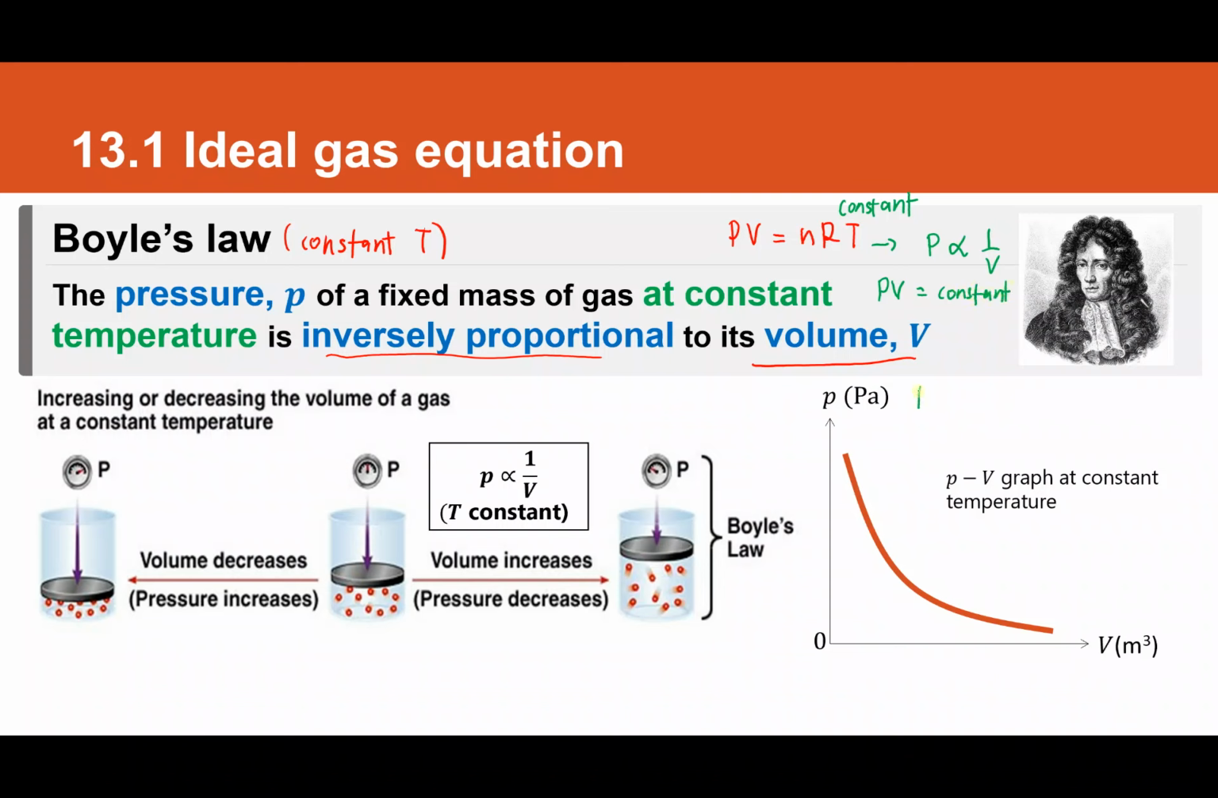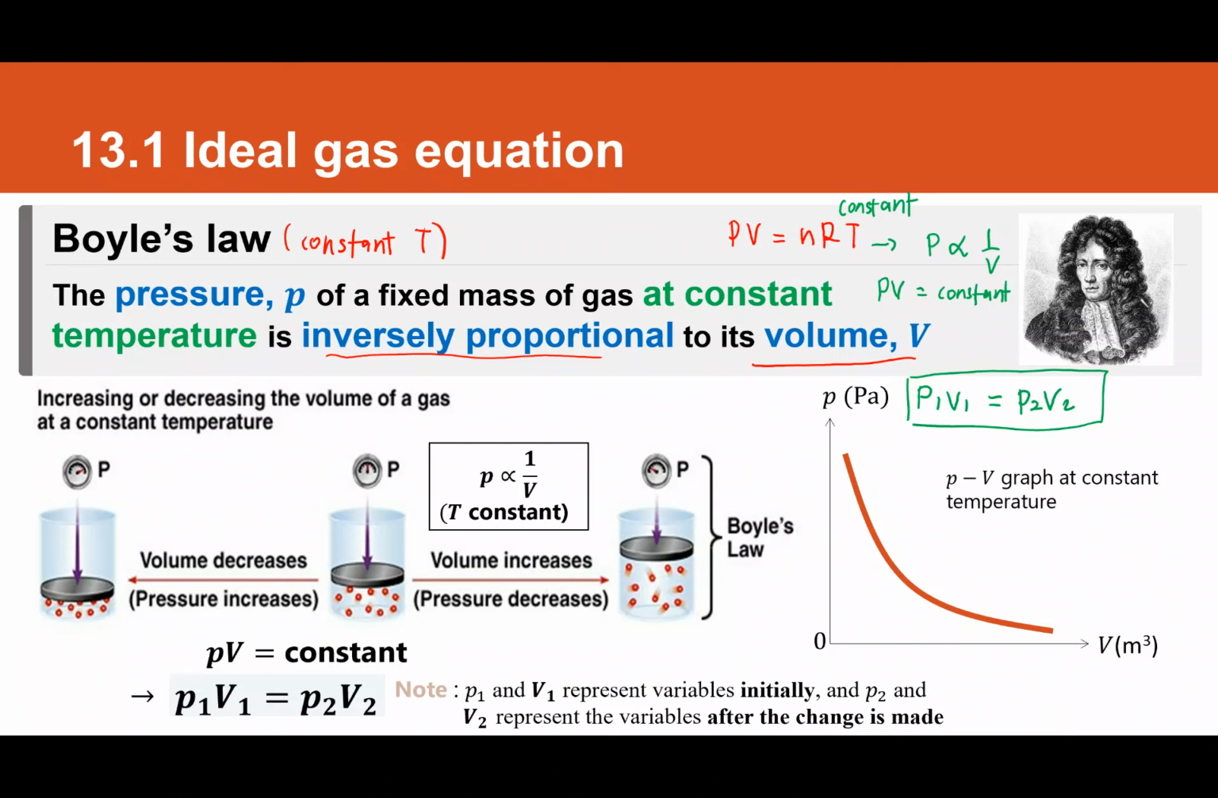Okay, so kita boleh P1V1 equals P2V2. Okay, kenapa I ignore the number of moles? Sebab kita dah cakap fixed mass of the gas. So, kita make it constant the mass of the gas. So, ini adalah equation untuk Boyle's law. Okay, PV equals constant. Okay, P1 and V1 represent the variables initially, and P2 and V2 adalah represent the variables after the change is made.